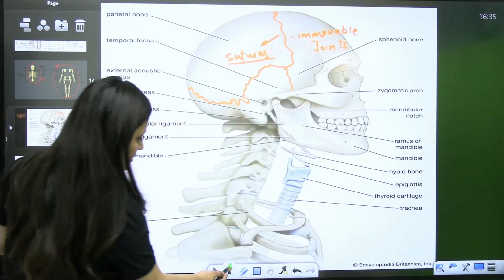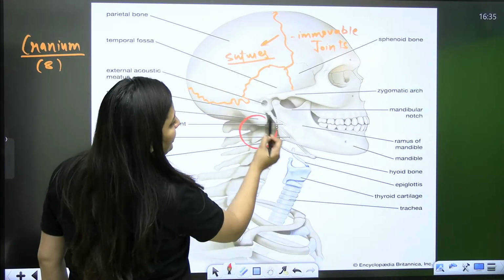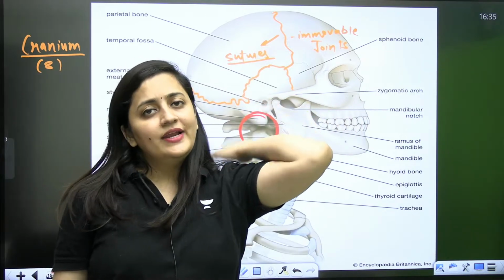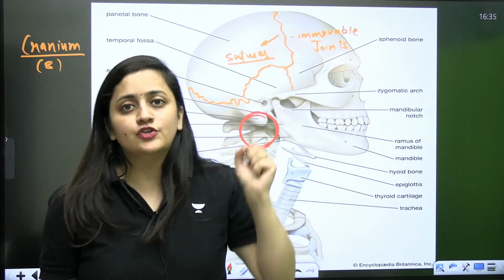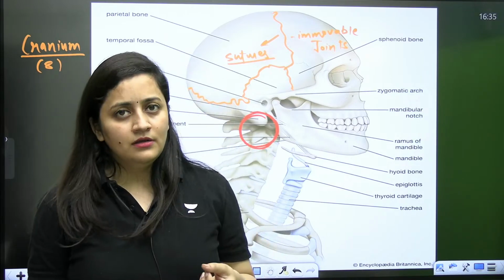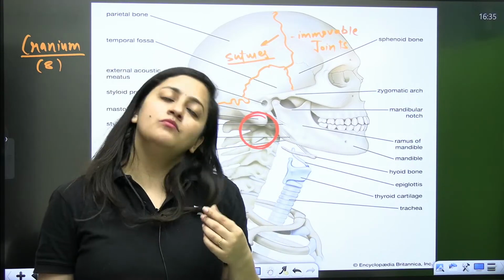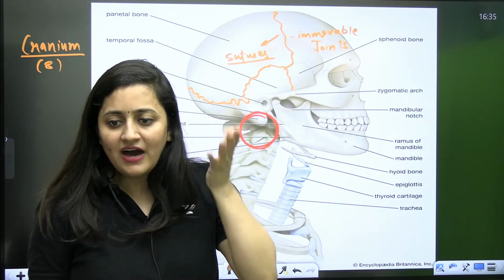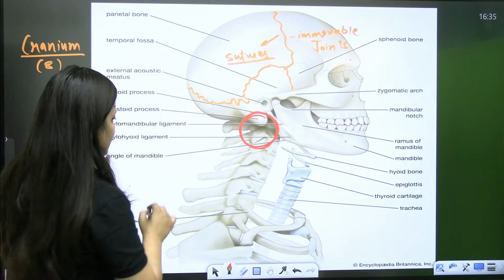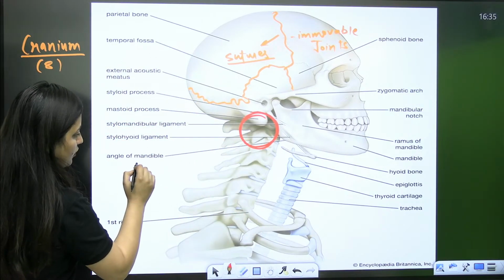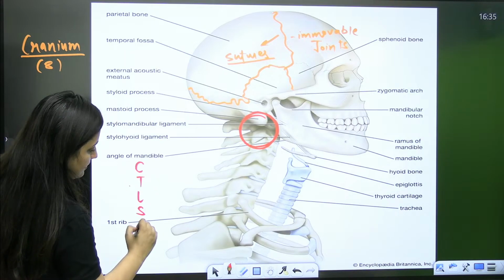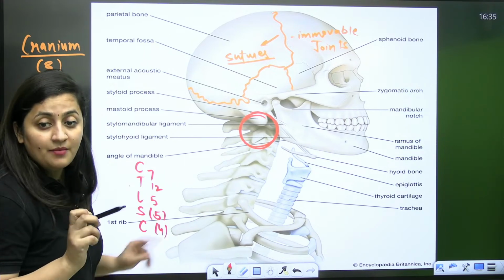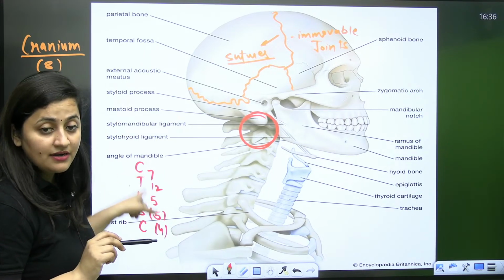this is a skull. You know that the skull is articulated with the vertebral column. It is attached to the vertebral column, and that's important, because only then can we move it like this. Now when you talk about the vertebral column, you know that it's C T L S C, 7 12 5 5 4. I will repeat it many times because it is an important question.